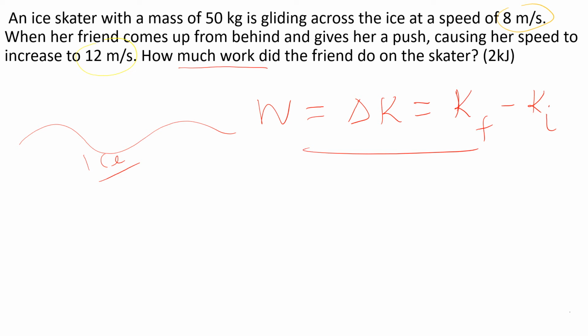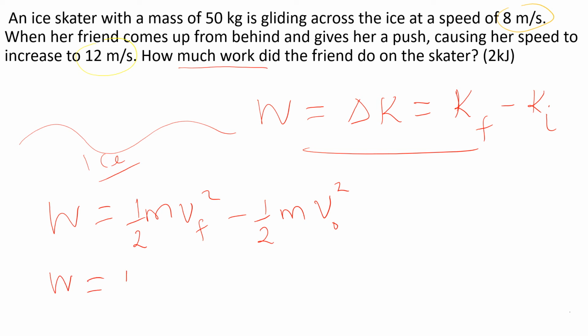We go on. The work which is required is going to be, because kinetic energy is a half m v squared, the final kinetic energy, a half m times v final squared, minus the initial kinetic energy, which is a half m v naught, or v original, squared.